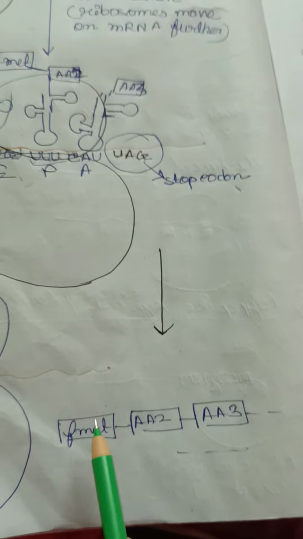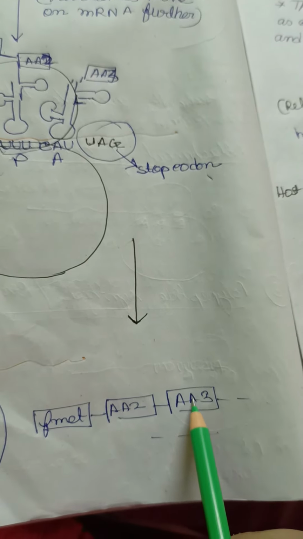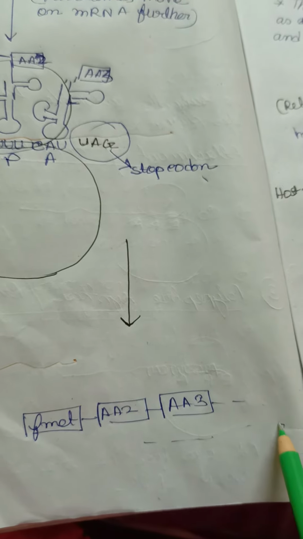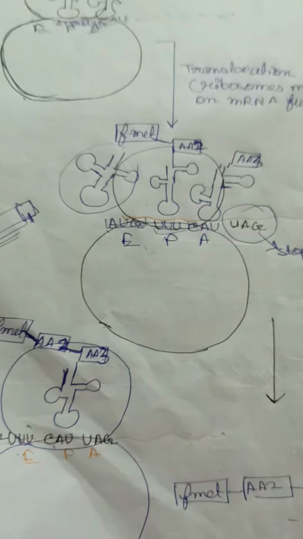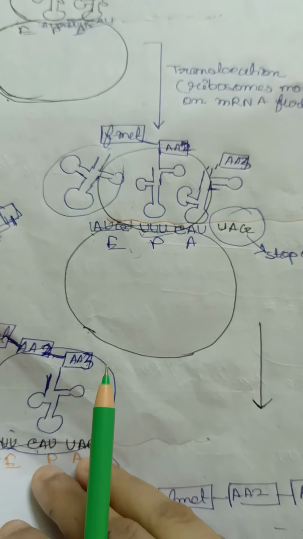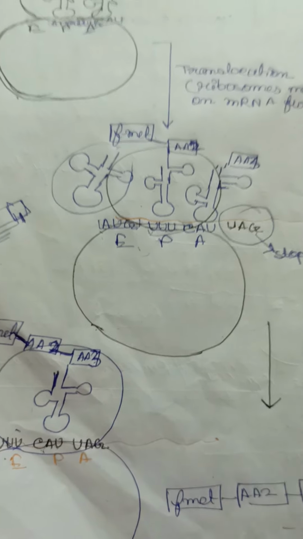So in F-mate, the first amino acid, second amino acid, third amino acid, in this way it continues until the stop codon comes, and when the stop codon comes, the protein synthesis will stop here. So this is the process of translation. In this way protein synthesis takes place in our body.